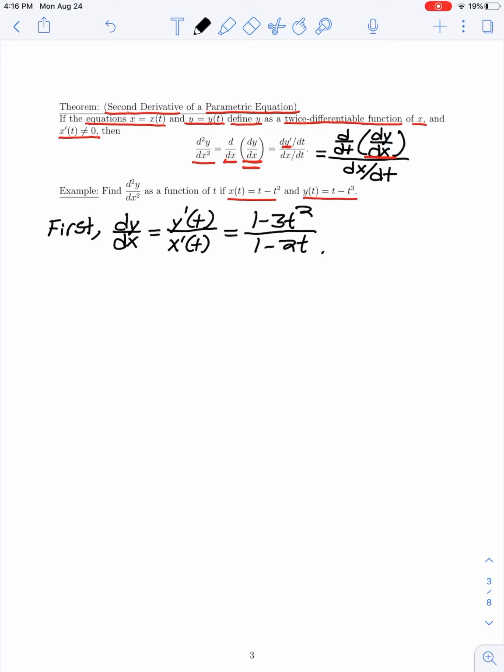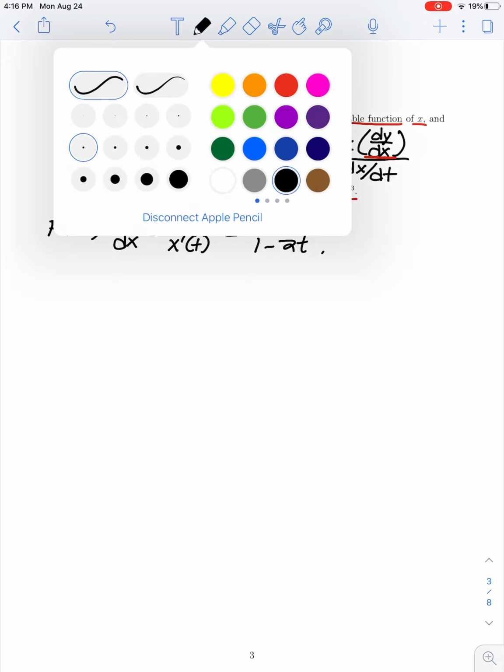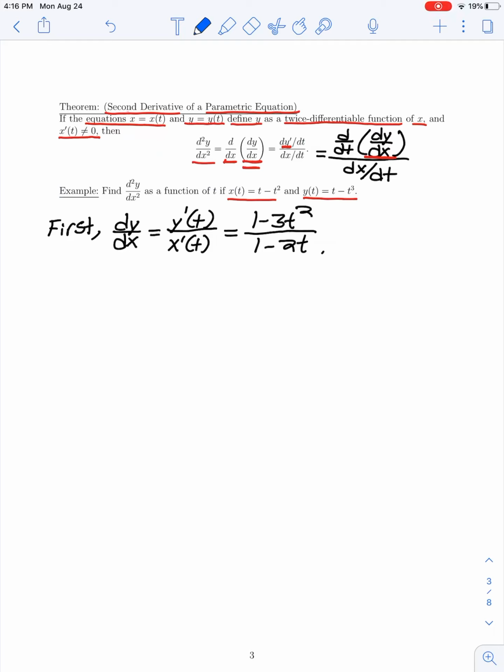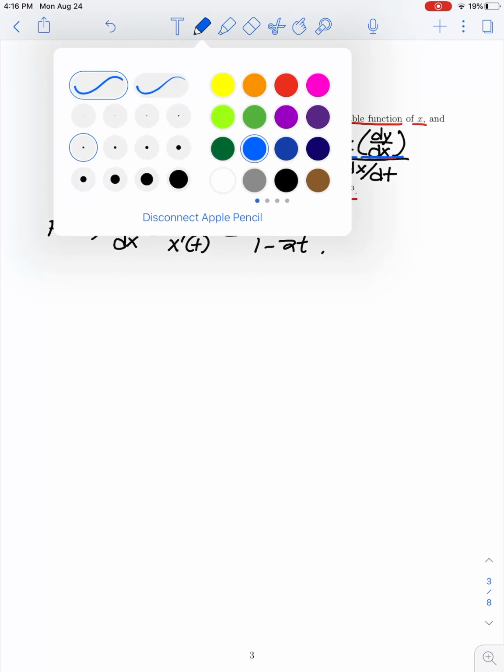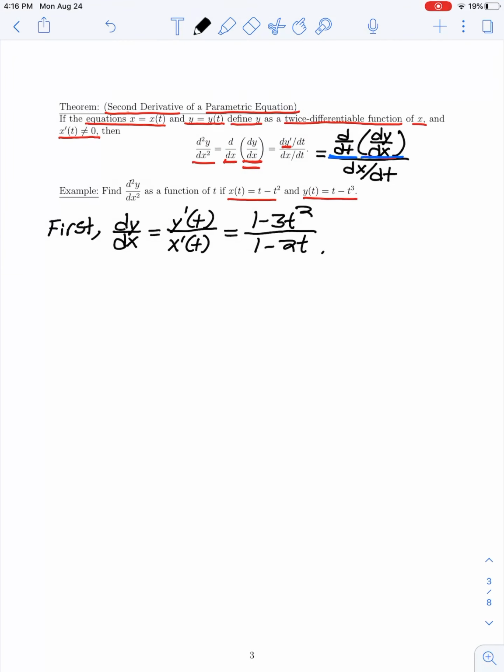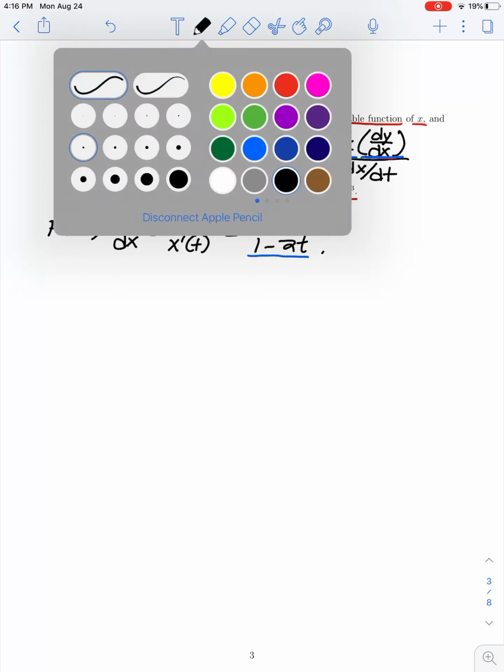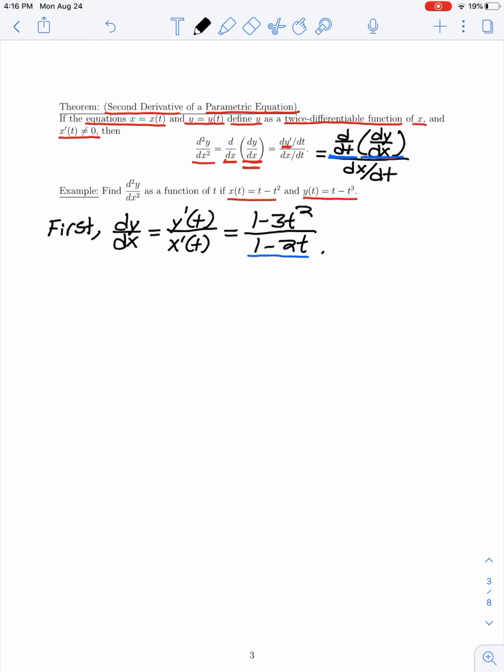Now, once we have that first derivative, this new theorem says that for our numerator, we have to take that first derivative that we just found and then differentiate that with respect to t. So let's take a look at that. In order to differentiate the expression that we just found with respect to t, we see that we're going to need to make use of the quotient rule.